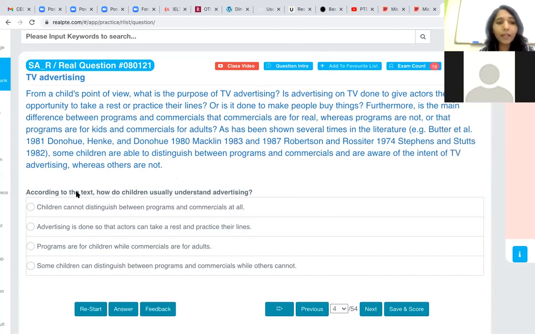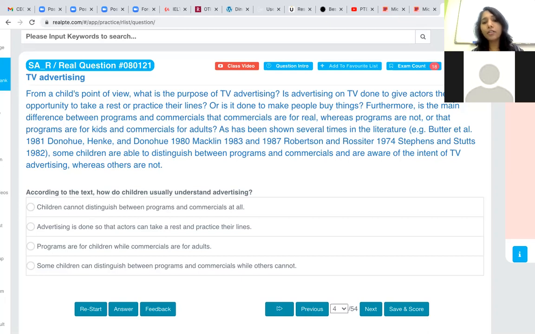Oh, he's just gone. Okay, so if you read this, according to the text, how do children usually understand advertising? So according to the text that is given, how do children, people, usually understand advertising? How do children understand the meaning of advertising, or something like that? So then we go back to the passage. So it says, from a child's point of view, what is the purpose of advertising?